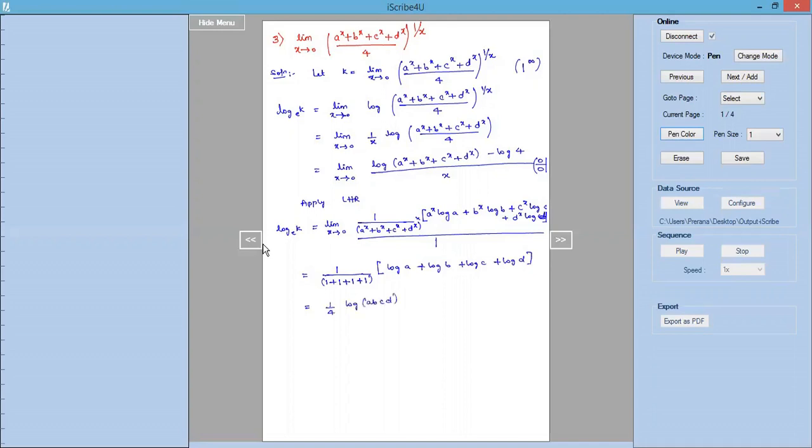Now it is of the form n log m. N log m, so we can write it down as log of m power n. So (abcd) power 1 by 4. And this is log k to the base e. So we can take anti-log on both sides, and hence the real value for the given indeterminate form is k equal to (abcd) whole power 1 by 4. And that's the required answer for the given limit.